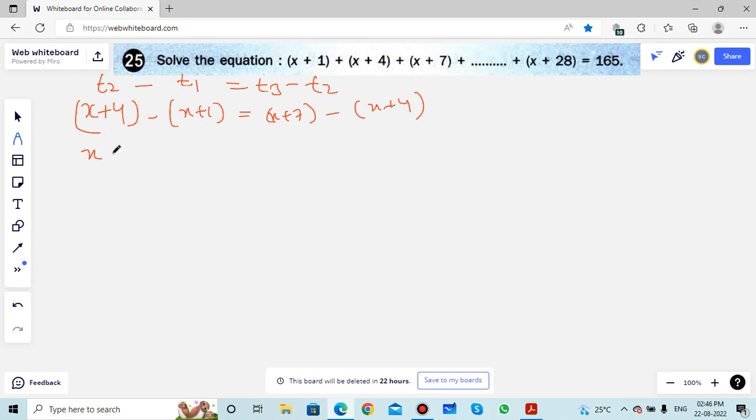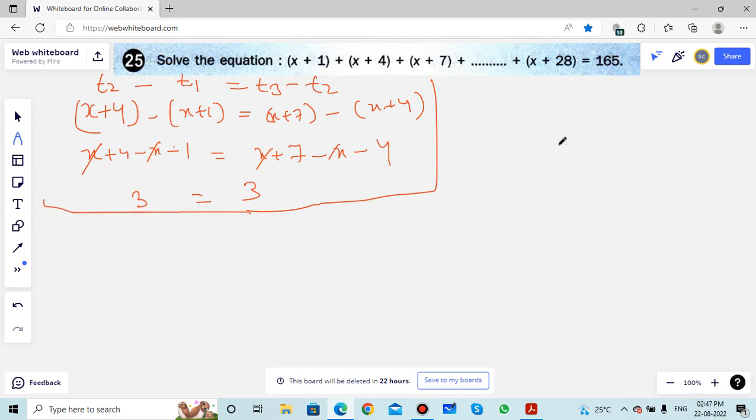Open the bracket: x plus 4 minus x minus 1 is equal to x plus 7 minus x minus 4. So x got cancelled here, 4 minus 1 is 3, and here also 7 minus 4 is 3. So yes, t2 minus t1 is equal to t3 minus t2, and that is coming as 3. So they are equal. If it is equal, then we can say it is in AP here. So first we have to check and prove it is in AP, then only we can use the formula for AP. Otherwise we can't simply use it, because the question says solve the equation. It is an equation in that case.